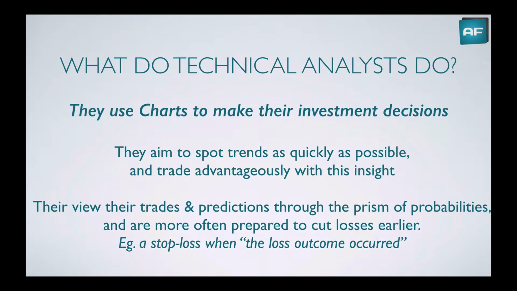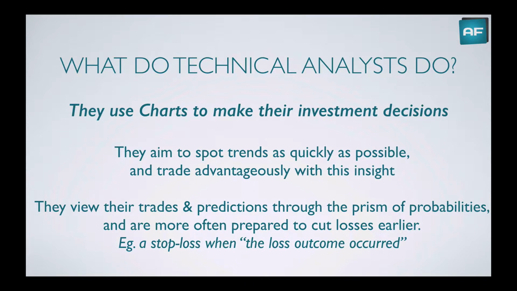Secondly, I've got a spelling error there. Secondly, they view their trades and price predictions through the prism of probabilities and are often more prepared to cut their losses earlier. For example, TAs often use stop losses when, for instance, the loss outcome occurred. So while some fundamental analysts maybe have more conviction that over time a forecast valuation of a stock may occur, TAs believe, well, there's a 70% chance that the stock will go to here and a 30% chance it won't. So they look through the prism of probabilities and likelihoods.